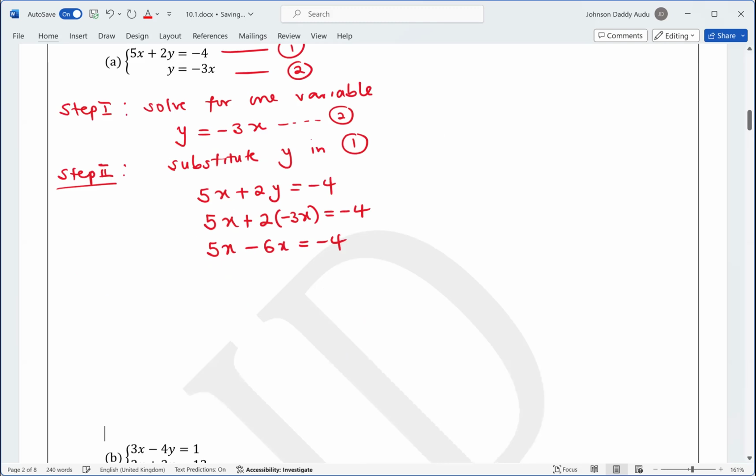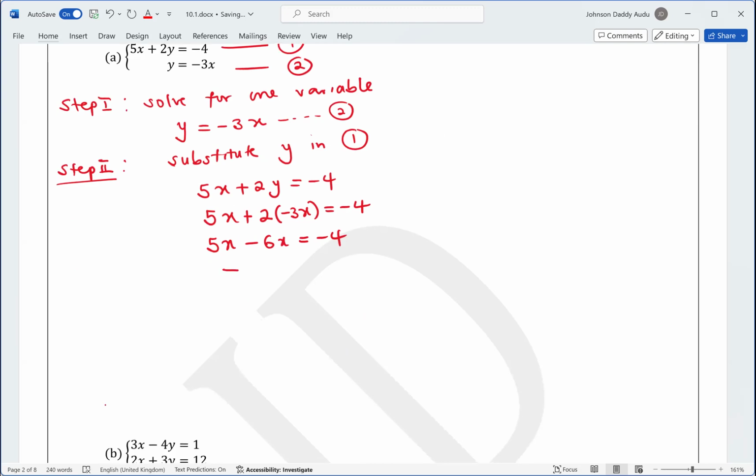And then we can easily solve for x. This will give us minus x is equal to minus 4. So what does that mean? It means that x is equal to 4. Now, this is step 3. Step 3 is what we call the back substitution.